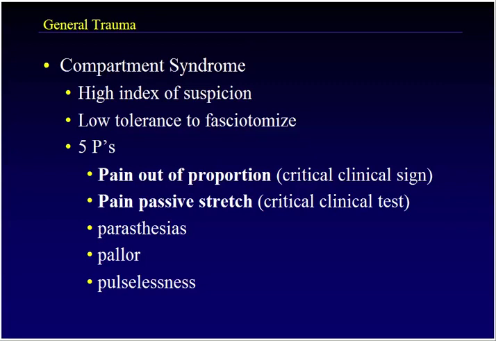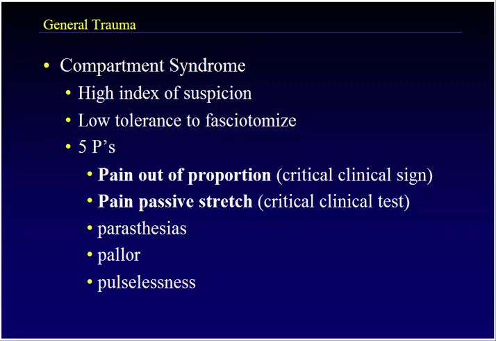Again, the 2 critical things that are mentioned: the critical clinical sign would be pain out of proportion. That's often difficult to assess clinically because different patients, of course, have different pain thresholds. But basically, it means that the patient is experiencing more pain than you would typically expect from the type of injury that you see. And then the critical clinical test, or the hallmark of clinical examination, would be pain with passive stretch of the extremity.